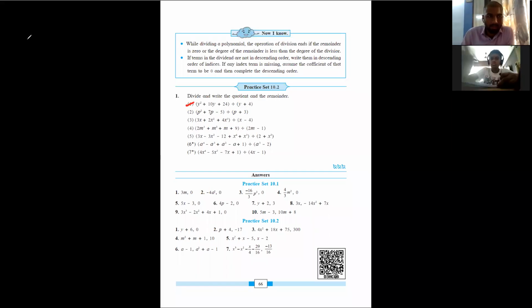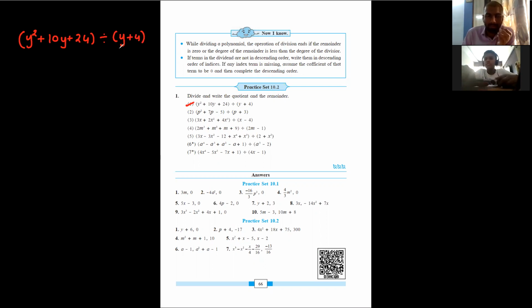Here we are given y square plus 10y plus 24. This number we have to divide by y plus 4. Now you have to pay attention over here.